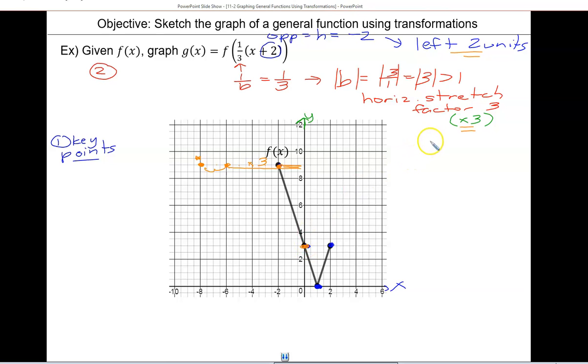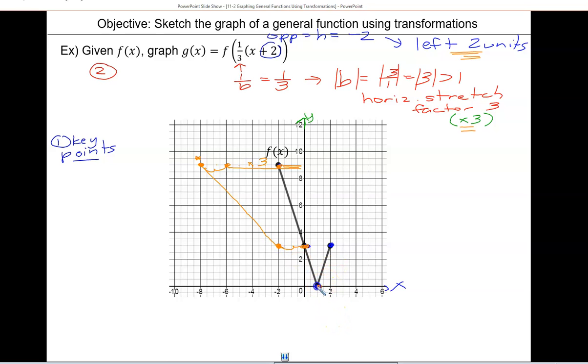For this point, it's on the y-axis, so its distance is 0. And anything times 0 is still 0, so the stretch doesn't affect it. But it still does move 2 units to the left, like counting 2 units. 1, 2, and ends up right there. So now these two are connected.